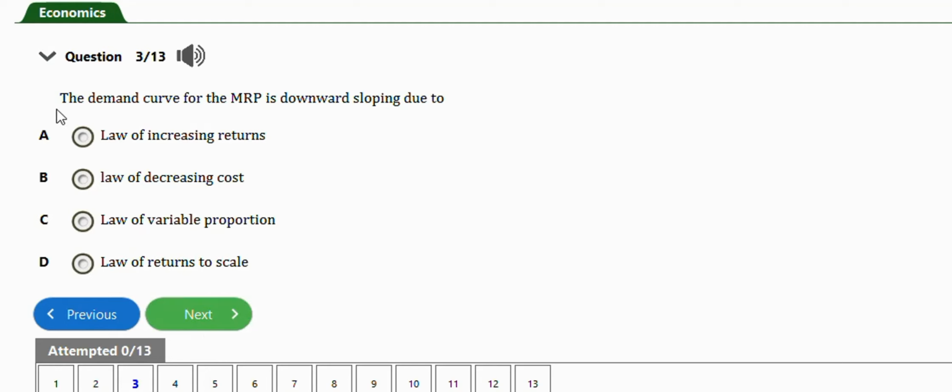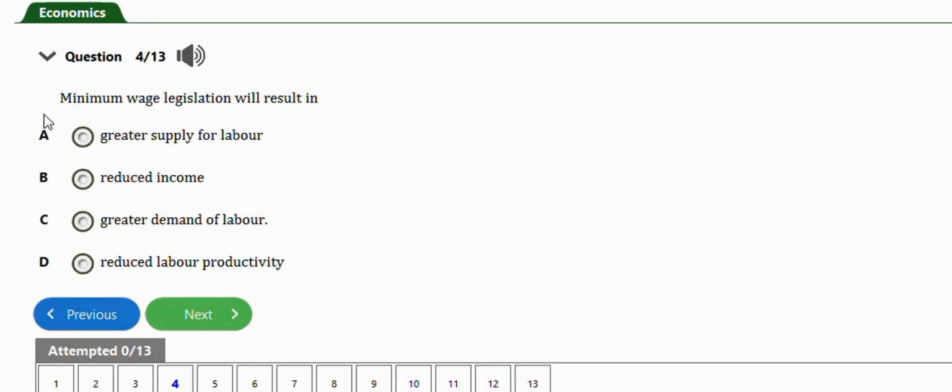It says the demand curve for the marginal revenue product is downward sloping due to we have law of increasing returns, law of decreasing cost, law of variable proportion, law of returns to scale. The right answer is option C, law of variable proportion. Okay, take note of this question, guys. Next question is this one. It says minimum wage legislation results in greater supply for labor, reduced income, greater demand of labor, reduced labor productivity. Right answer is option A, greater supply for labor.